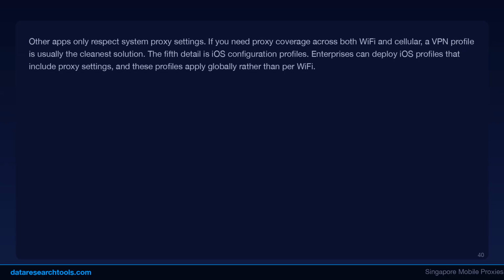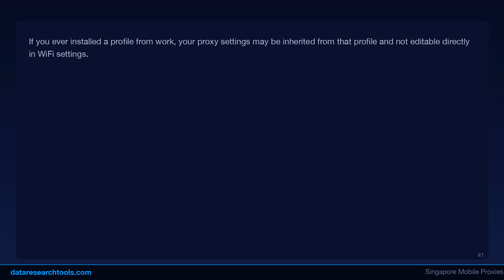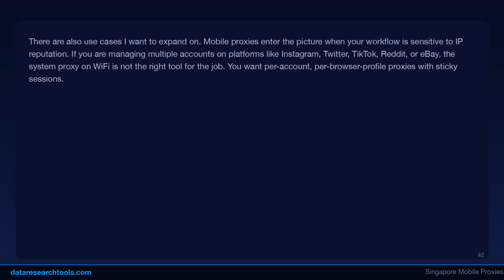On Android and iOS, Wi-Fi proxy settings apply only when you are on that specific Wi-Fi network. On cellular data, the proxy does not apply unless you use a per-app proxy configuration or a VPN. Some apps like Telegram have built-in per-app proxy support that works regardless of which network you are on. Other apps only respect system proxy settings. If you need proxy coverage across both Wi-Fi and cellular, a VPN profile is usually the cleanest solution.